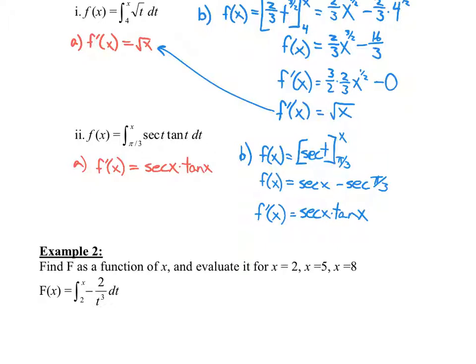Which is a number, right? 2. What's the derivative of a constant? 0. Remember, this is a constant. When I take the derivative, it's gone. Okay? So I get secant x tangent x. Same thing I got here.